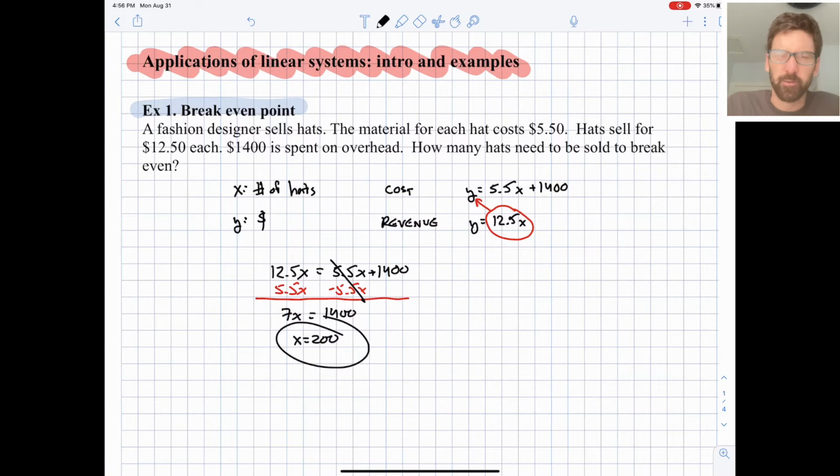So then think about 200, what is it, $200, 200 what? Well, actually x was number of hats, okay? So that's why we were careful to define our variables. So we have to sell 200 hats to be able to break even. Let's think about if that makes sense. Each hat gives you a $7 profit, right? 5.50 to 12.50 is a $7 profit. And so we're going to use those profits for each hat to spend down the $1,400 that we had to spend on overhead, to sort of use up that debt. So that kind of makes sense. 200 hats we need to sell.